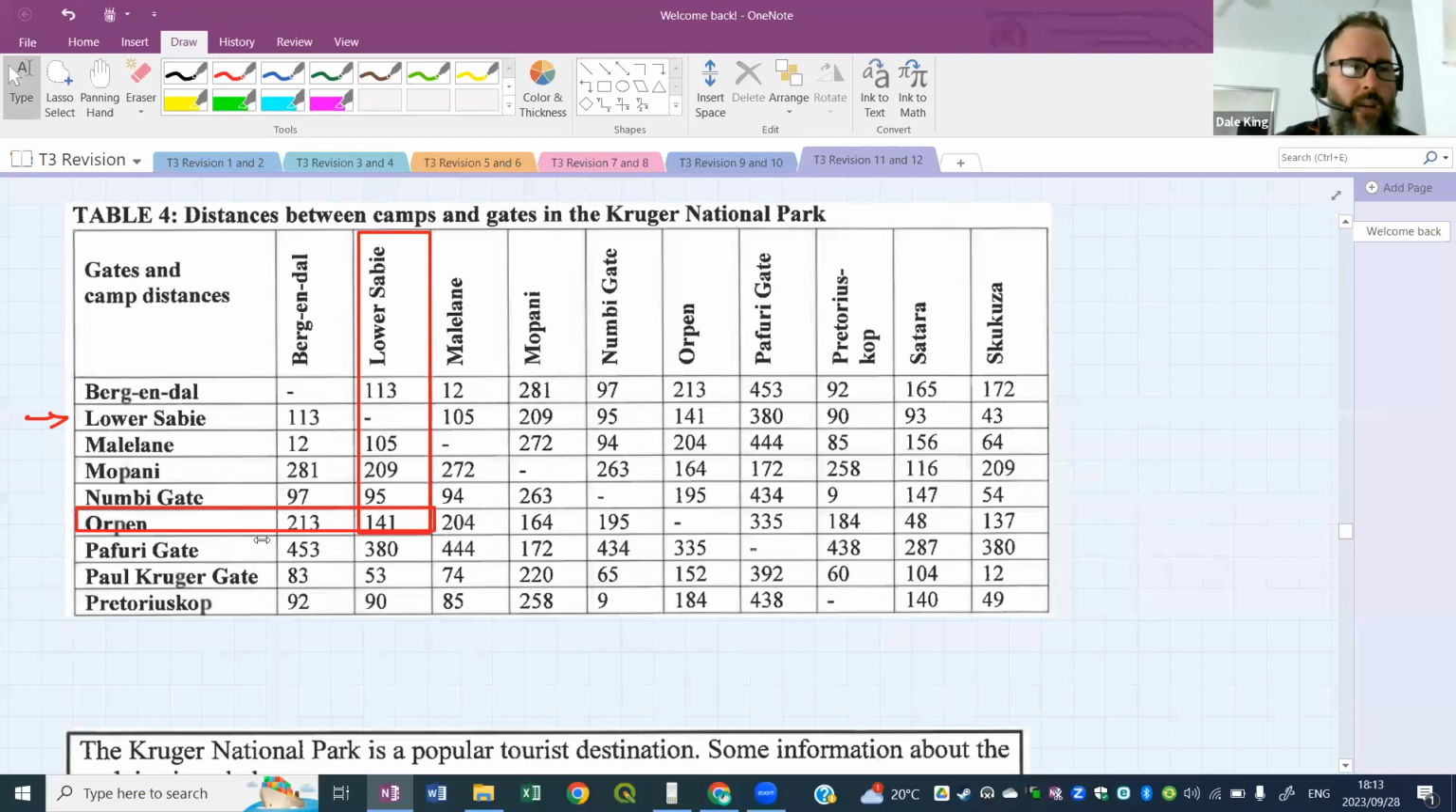So according to this table, the distance from Alpen to the Lower Sabi is 141 kilometers. I hope you can see that there. And then they say from Alpen to Satara. Well, let's do it like this.